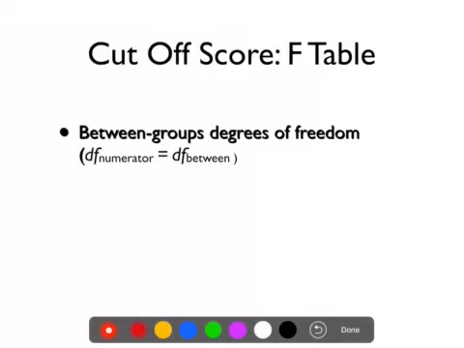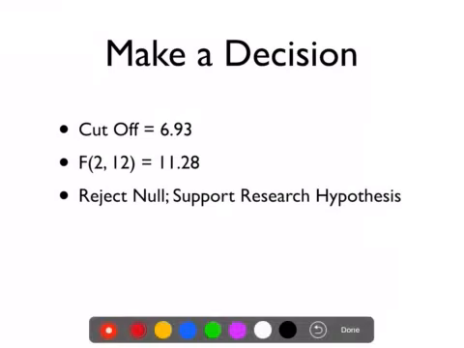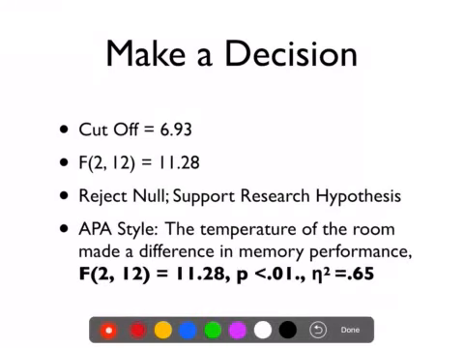So, to look up that cutoff score that we talked about earlier, you're going to use the degrees of freedom numerator, whatever went into that previous calculation where we had mean squared between on top and mean squared within on the bottom, so the numerator and denominator. Oh, I'm ahead of myself. We use those two values to look up this 6.39. So again, that was 2 and 12. We're comparing that to our calculated F of 11.28.